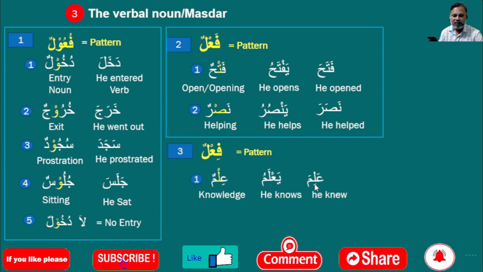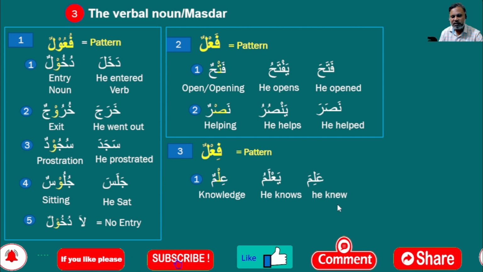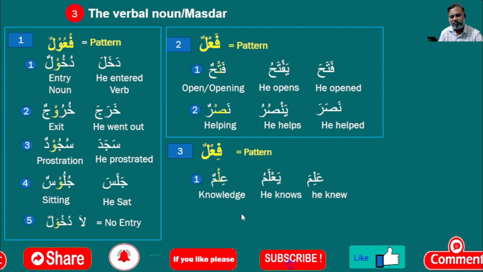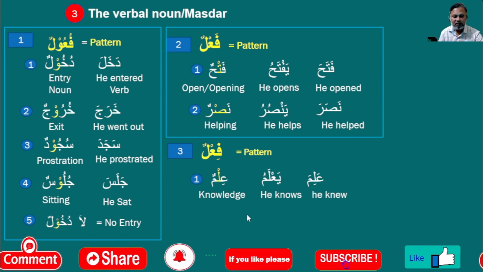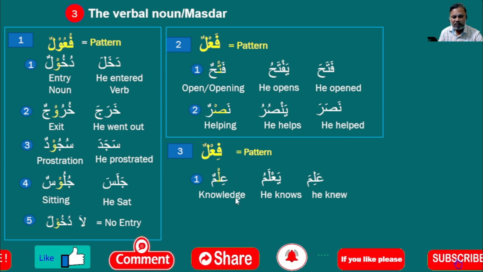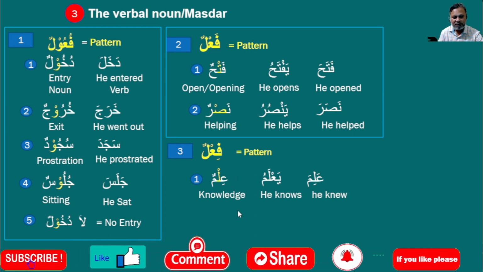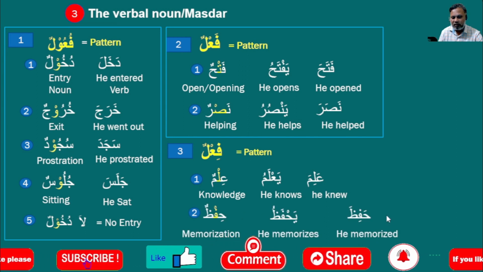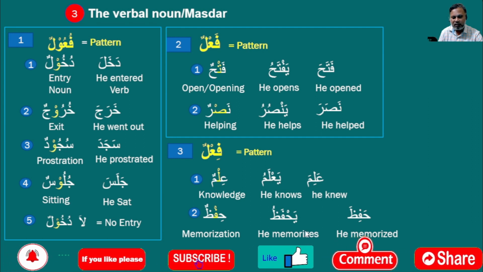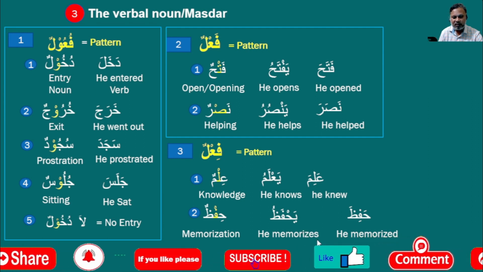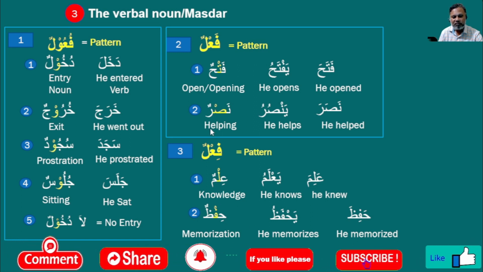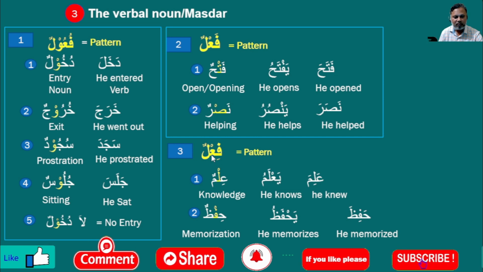And group 3, fi'lun. By using the fi'lun pattern we can get this. Alima means he knew, ya'lamu means he knows, and ilmun means knowledge. Sometimes we say Rabbi zidni ilma. Ilmun means knowledge. And hafiza means he memorized, and yahfazu means he memorizes, and hifzun means memorization. Hifzun is following this pattern, fi'lun.